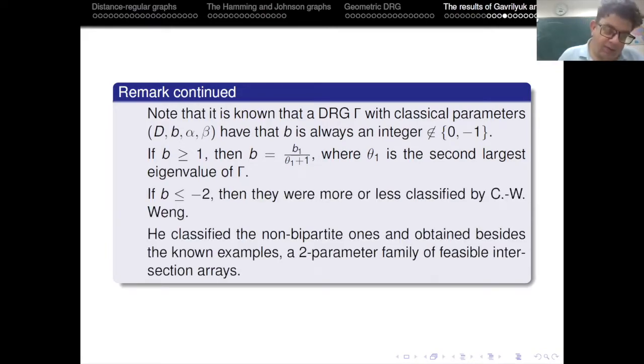So for b smaller or equal to -2, they were more or less classified by Xu Wang. What do I mean by almost classified? He classified the non-bipartite graphs with diameter at least 3 and obtained, besides the known examples, a two-parameter family of feasible intersection arrays. Until this moment, we don't know whether this two-parameter family exists or not. I don't think there's been much progress in the last 20 years on this family. Maybe I'm wrong, maybe Paul knows more than I do.